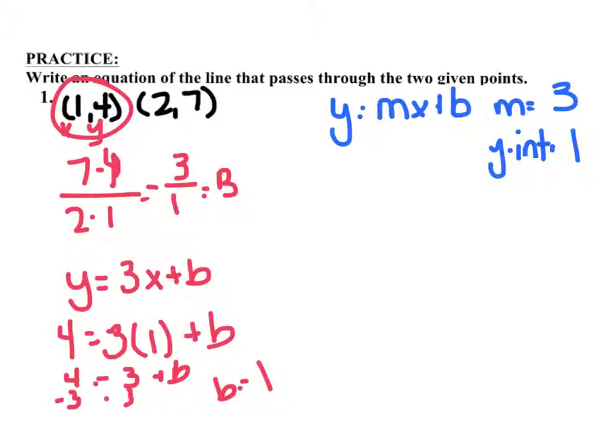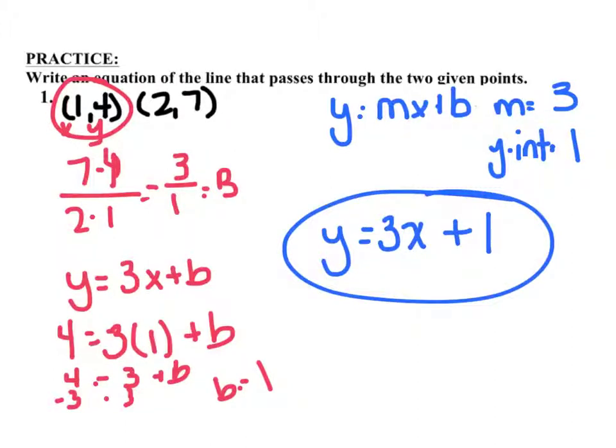So once we have the slope and we've got the y-intercept, now all we have to do is plug it back into our equation. Y is equal to our slope of 3x plus our b, which is equal to 1. And that's all we have. So in this lesson, we took a look at how we could be given the point or 2 points and the slope to write an equation.